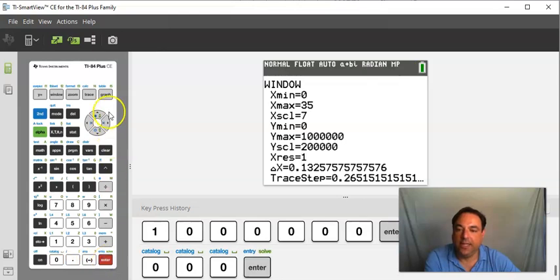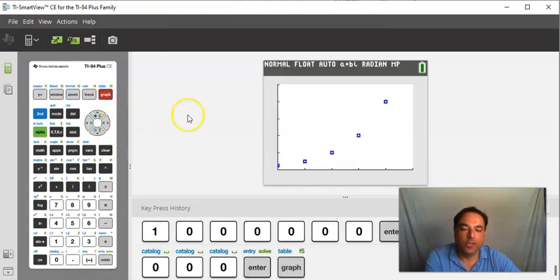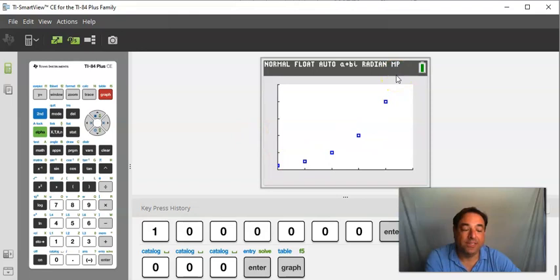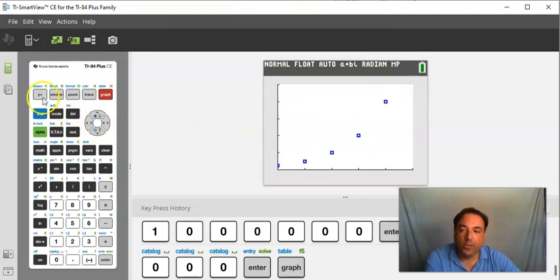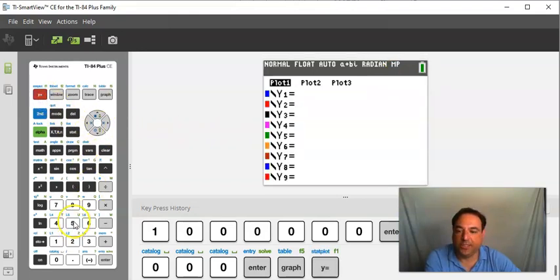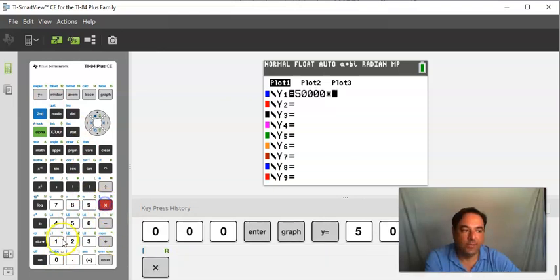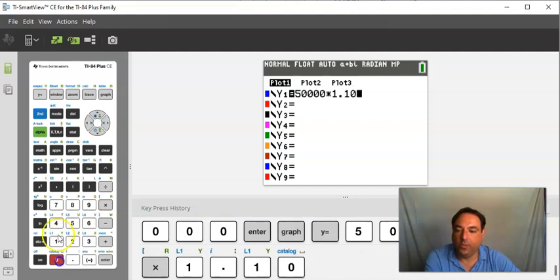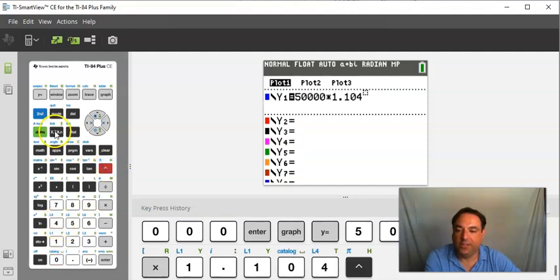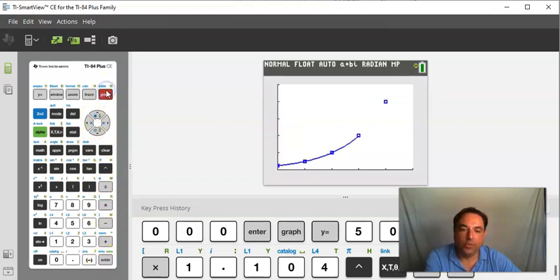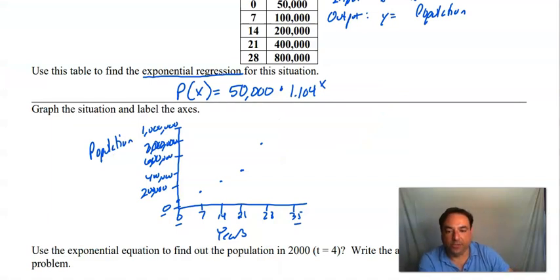Hit enter, and then hit graph. Notice you get the dots. If you want to see the line as well, we can go to y equals, and let's put the equation in there: 50,000 times 1.104 raised to the x, and that line will go through the data. Okay, so we get the dots, and we get the line that goes through it.